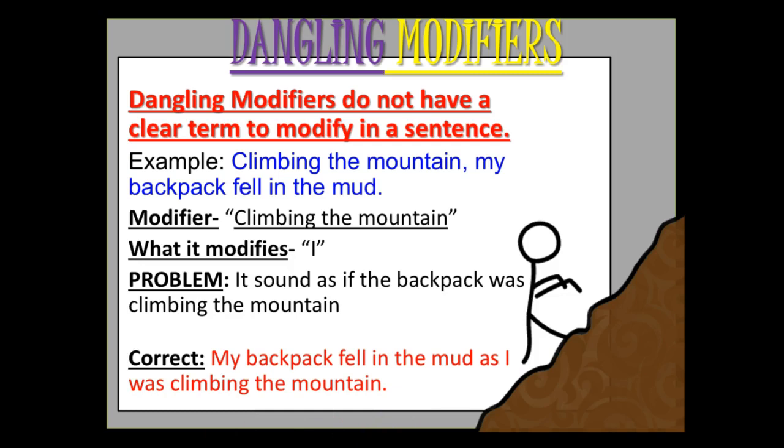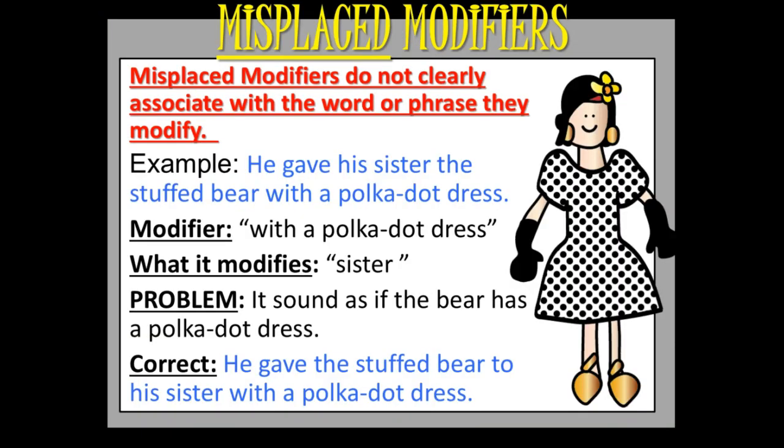Now, as opposed to dangling modifiers, misplaced modifiers do not clearly associate with the word or phrase they modify. So in the example, he gave his sister the stuffed bear with a polka dot dress. Your modifier is with a polka dot dress. What it modifies is sister.